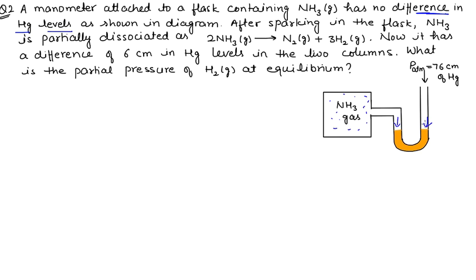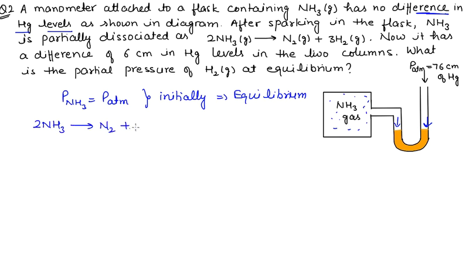So if the level in the U tube manometer is same, so that is indicating that pressure of NH3 gas is equal to P ATM initially, means system is at equilibrium. Clear? So initially we know what is the pressure of ammonia gas. Now after that there was a sparking in the flask and the ammonia gas started dissociating. So after the partial dissociation of ammonia, according to the equation, that is 2NH3 gives you N2 gases plus 3H2 gases. Now they have used the word partial dissociation, means the entire ammonia didn't dissociate.